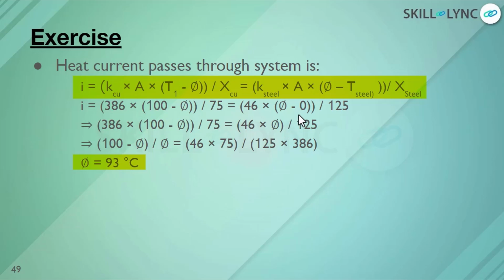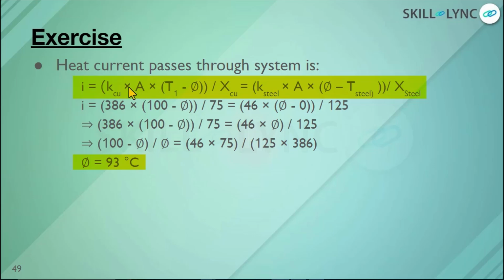So this is the answer to our question, that the temperature at the junction point of the copper rod and steel rod is found to be 93 degrees Celsius. Thus, here we close our session 2.